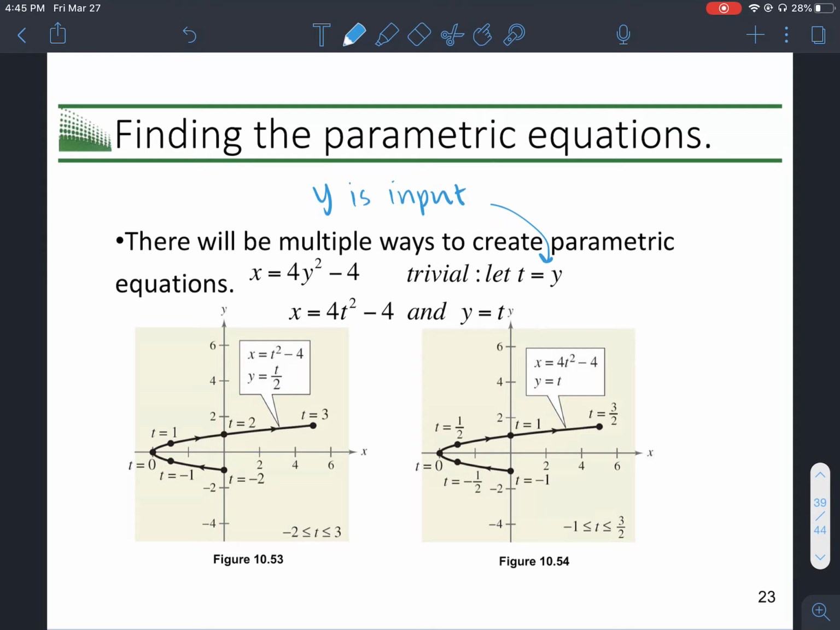You can do anything else. You could say, okay, let y equal t over 2, like we have in this example here, and then substituting that into this equation, you get that t squared minus 4 back. So, x equals 4 times t over 2 squared minus 4. That's going to simplify to x equals t squared minus 4, and we get that same parametric equation back.